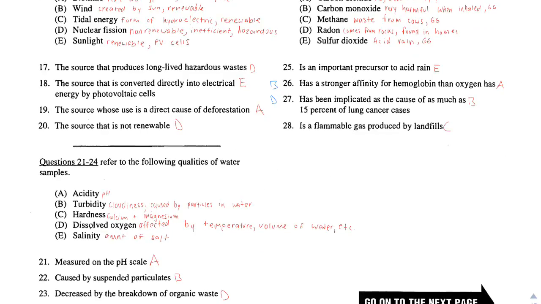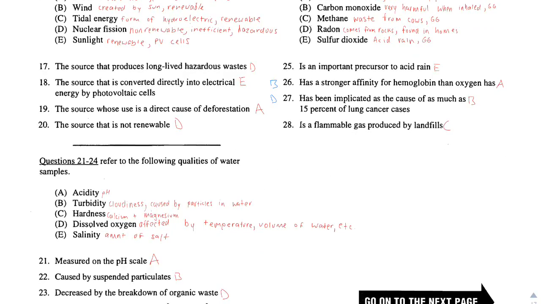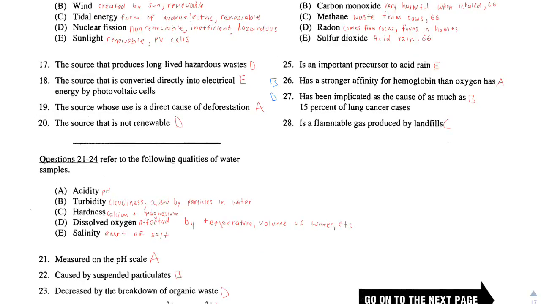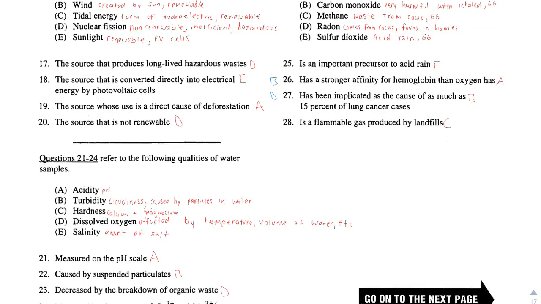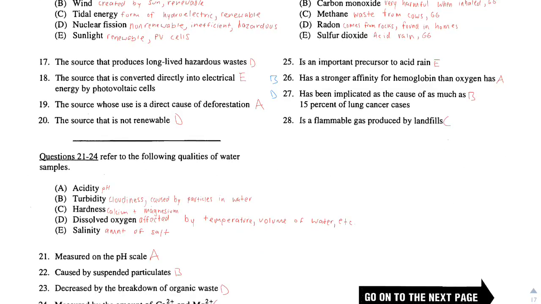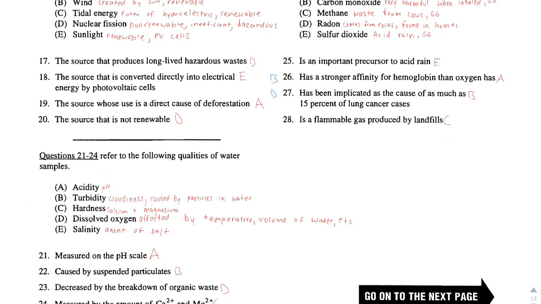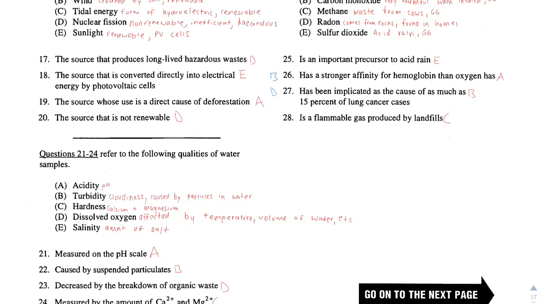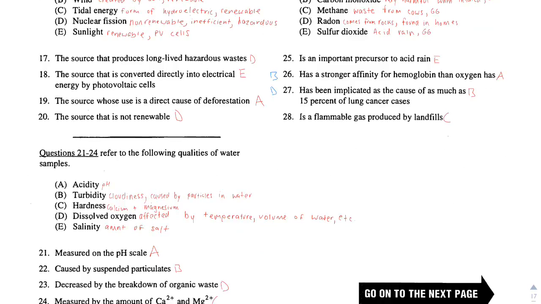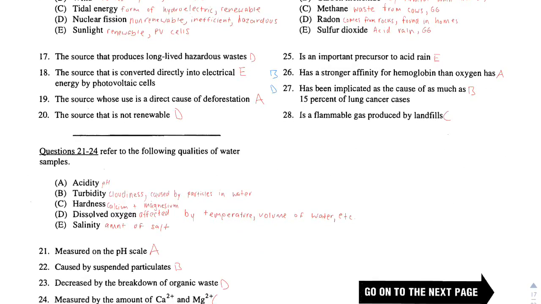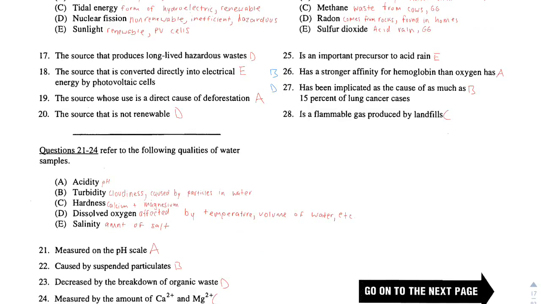For questions 21 to 24, option A, acidity, can be described as pH levels. Option B, turbidity, is the cloudiness caused by particles in water. Option C, hardness, can be described as calcium and magnesium in the water. Option D, dissolved oxygen, is affected by temperature and the volume of water. Option E, salinity, is the amount of salt.